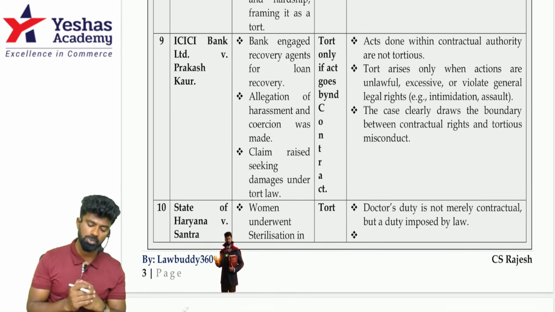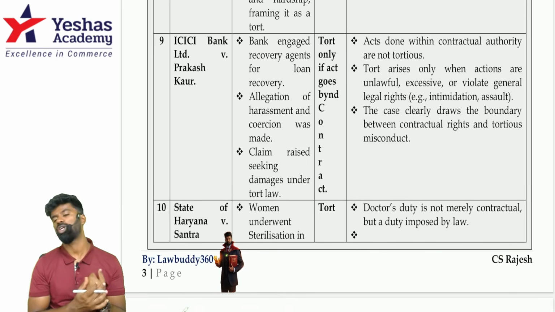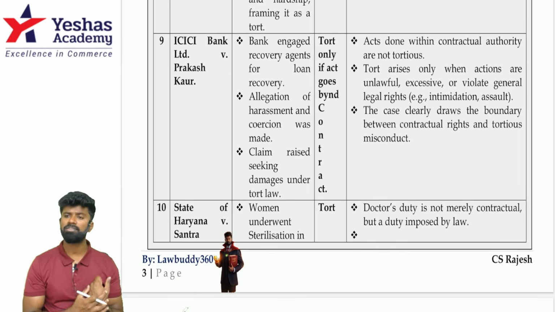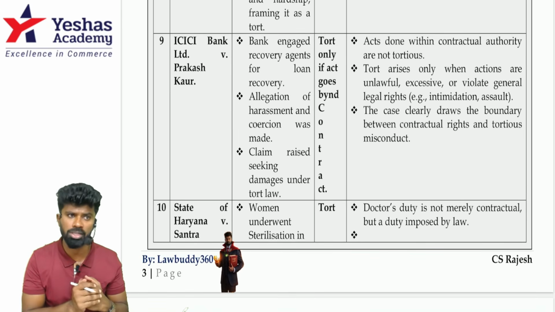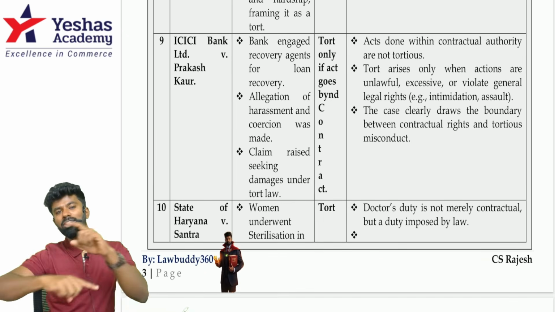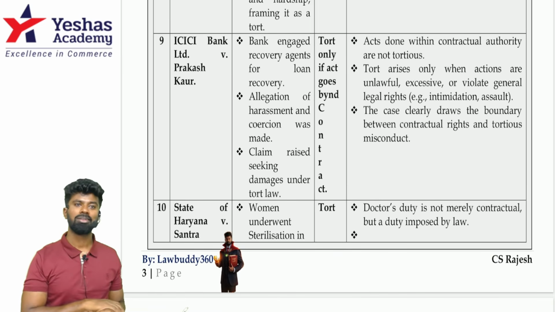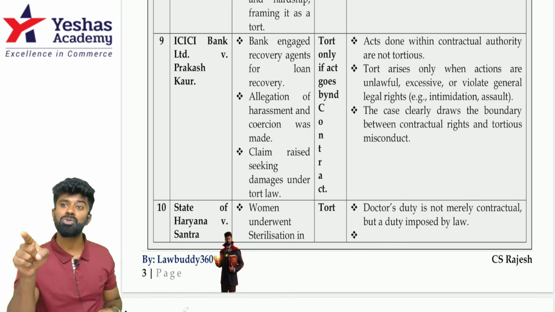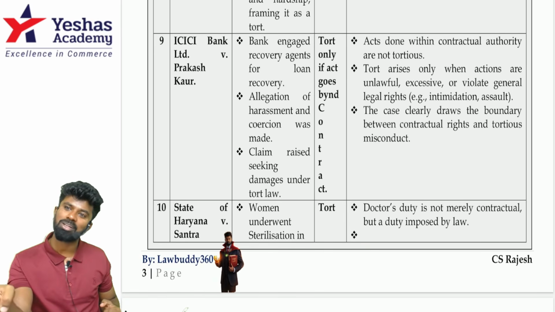ICICI Bank Limited versus Prakash Kaur. The bank engaged a recovery agent. If the bank engages a recovery agent and they do something which is within the contractual terms, it is called a breach of contract. What if they go beyond the contractual terms? They enter the house of the person, which was not mentioned in the contractual terms for recovery of loan. That amounts to trespass. Trespass can be both criminal trespass as well as a civil wrong.